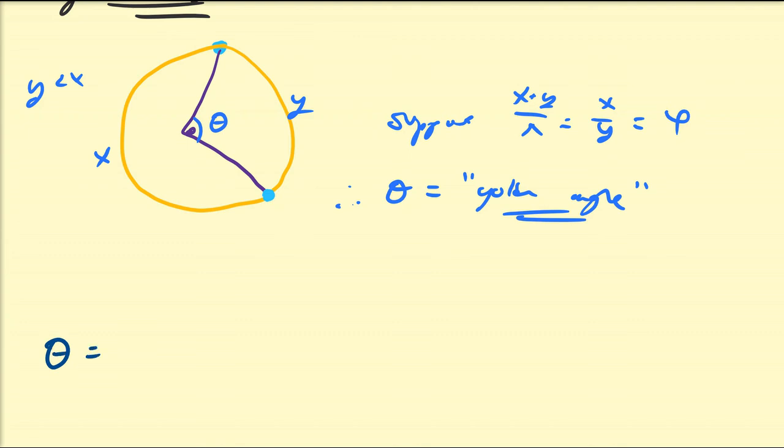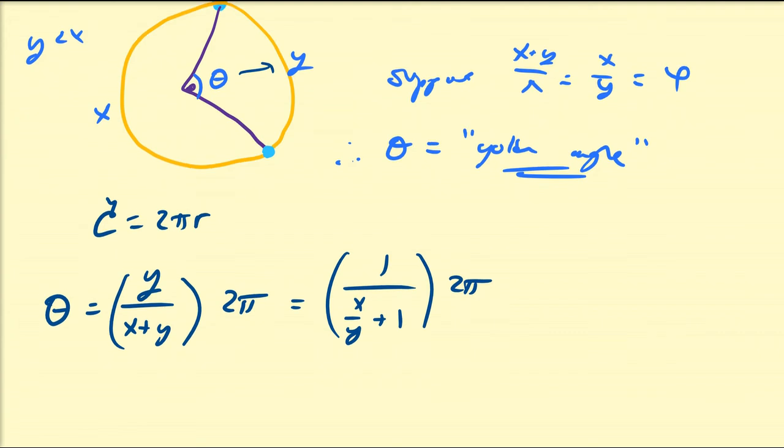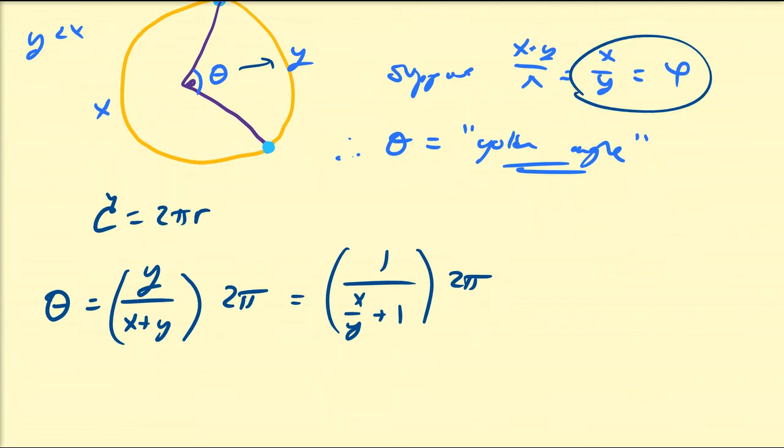So we can clearly use the circumference of a circle formula, which is 2 pi r. Or theta is just a fraction of 360 degrees, right? So the fraction, since theta corresponds to the arc of y, is just y divided by the total x plus y of 2 pi, right? So what I can do is divide top and bottom of this expression by y, and that's going to give me 1 divided by x over y plus 1 times 2 pi. So I already know that x over y is equal to phi in order to form a golden ratio to make a golden angle. So that's just going to be 1 divided by phi plus 1 times 2 pi.